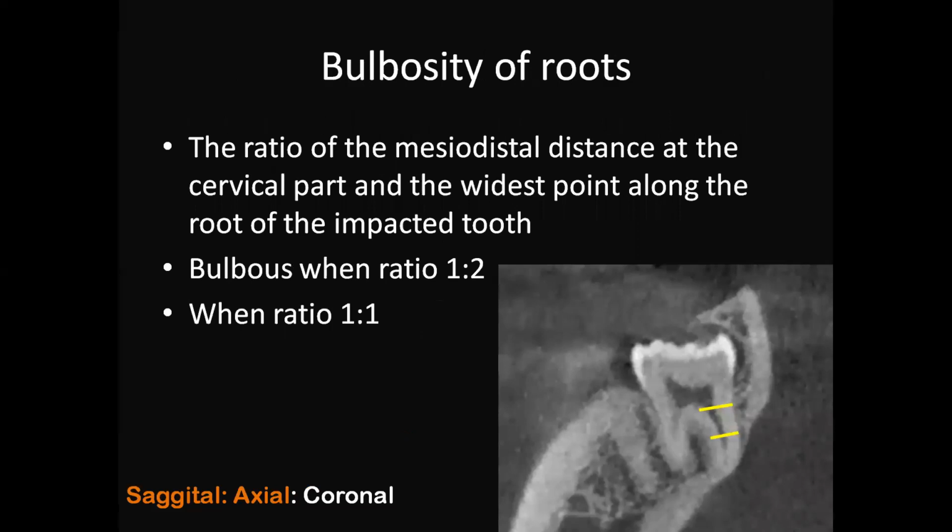Second, the bulbosity of the root. What does that mean? Sometimes the roots are bulbous in structure. How do we know whether they are bulbous or not? We need to measure the width of the roots at the cervical region and below. The ratio determines whether the roots are bulbous or not.